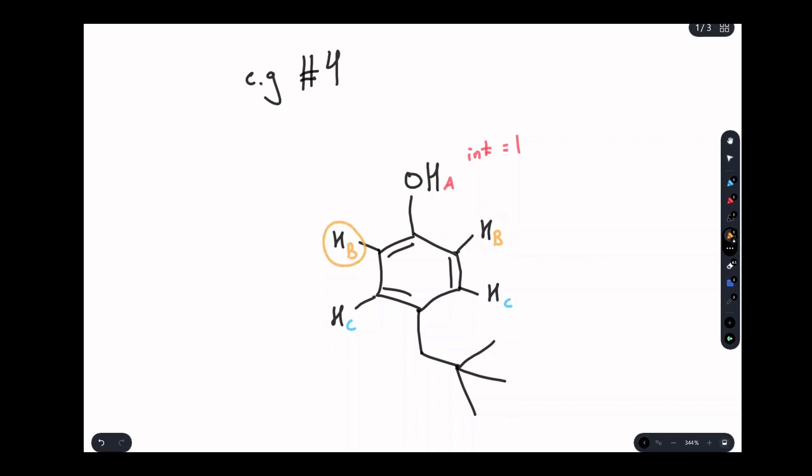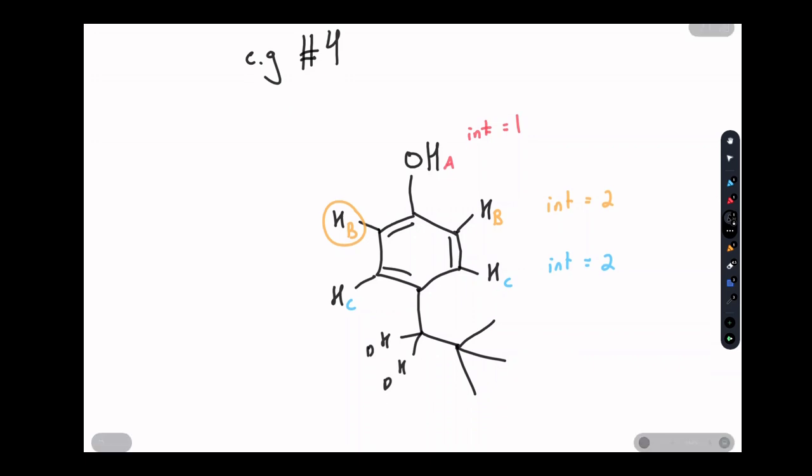This HB is three bonds away from that oxygen. So is this one. It's one away from HC. So is this one. They're very similar, and the NMR machine won't be able to tell the difference. We would expect both of these then to have integrations of 2, both for signal B and signal C. Then we have our two hydrogens here. They would be similar or equivalent hydrogens due to being connected to the same carbon.